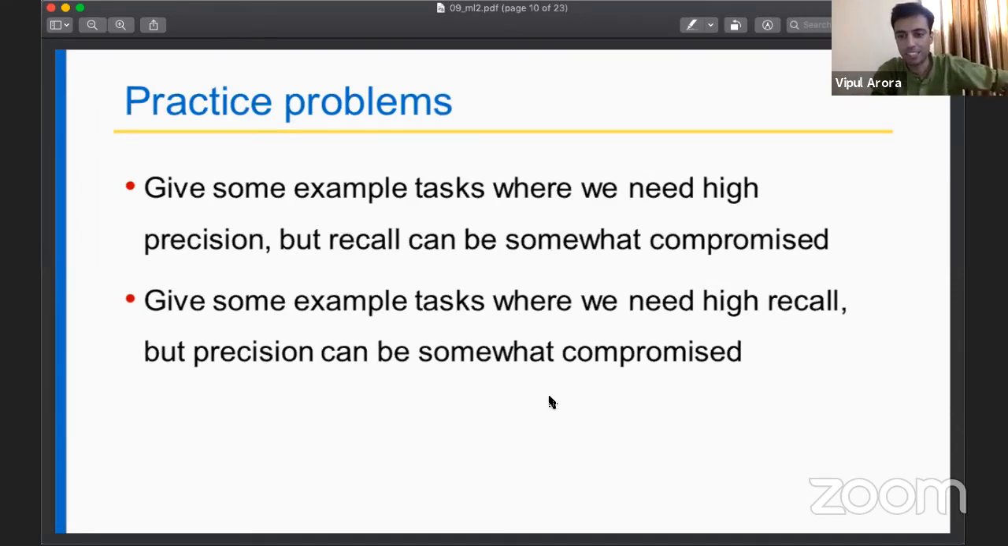Email spam detection. Okay. Yeah, that's a good example. Email spam detection. Yes. I need high precision. If something is classified as spam, it must be spam, because if it is not spam, then you may lose some important email, right? I think email spam detection is a good example of high precision but compromised recall.